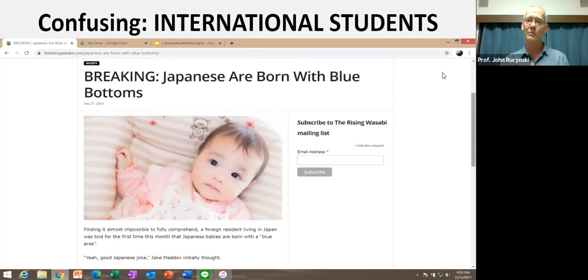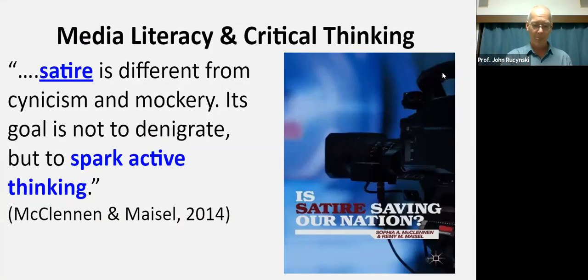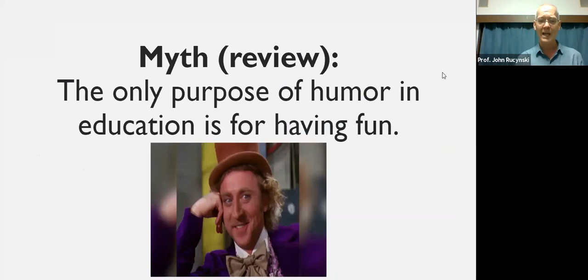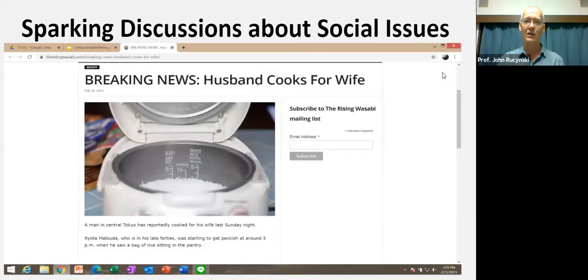Okay, so let's make a transition there. This great book here, again, like sarcasm, some people might say, well, satire is very negative, you're criticizing, but it's not always true. It's also sparking active thinking and maybe making learners more interested in news or issues. So again, going back, humor is not just about having fun. So we can use these to also introduce social issues.